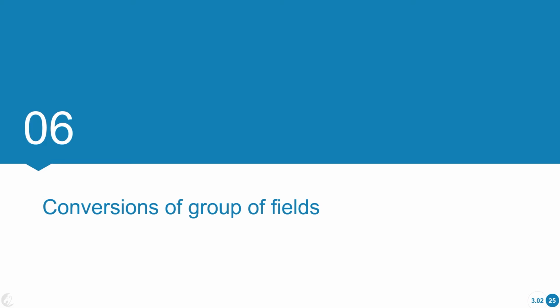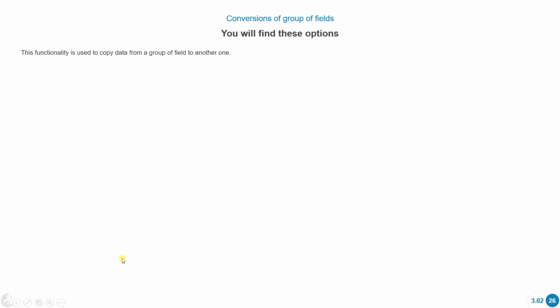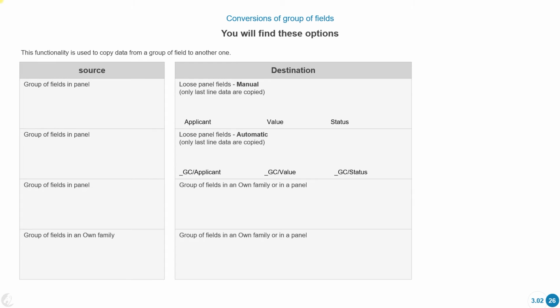Conversions of group of fields. This functionality is used to copy data from a group of fields to another one. Let's say here we have different sources and different destinations. The first option would be choosing a group of fields in the panel as the source and selecting or mapping fields that we have in the panel of our process.